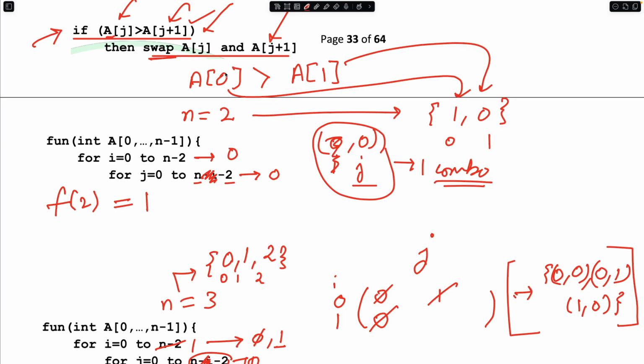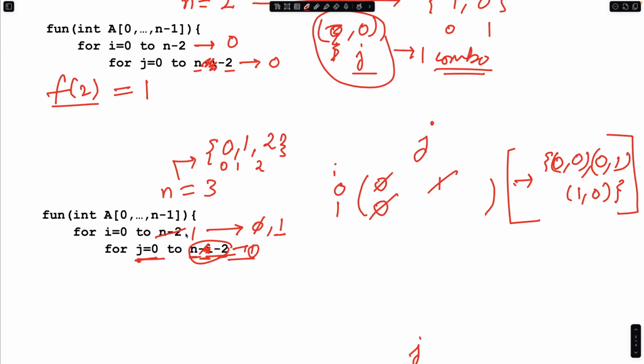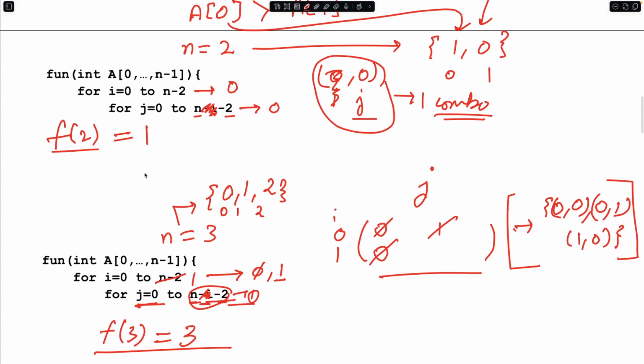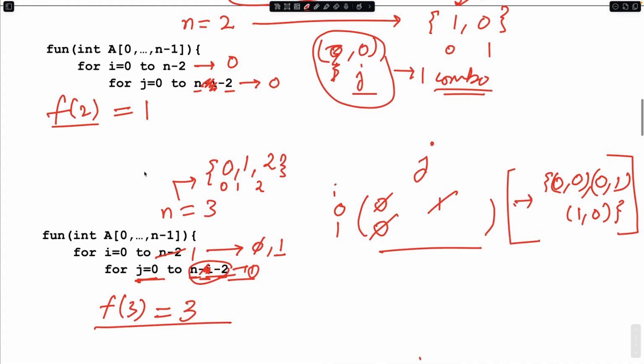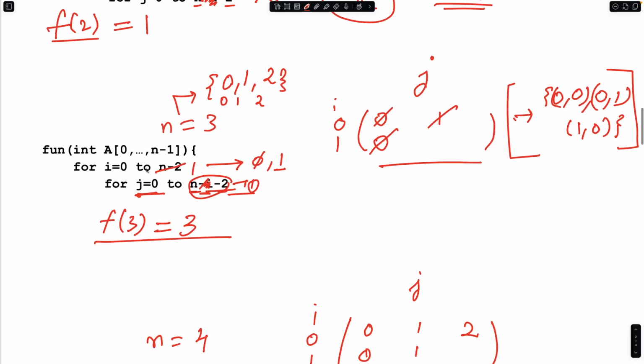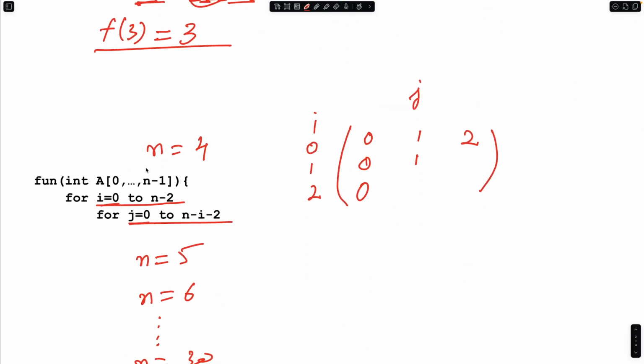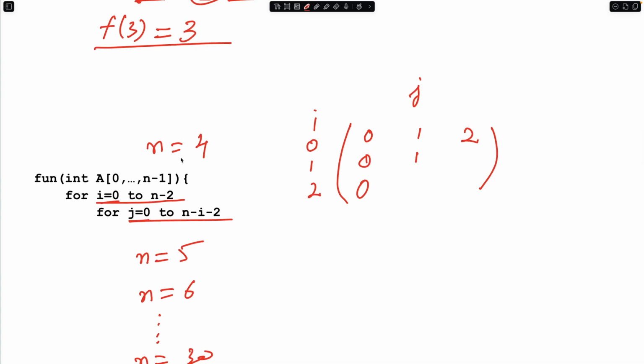Why it does not restrict us is something I am going to explain to you, but I do hope that you can observe that this if condition has not been restricting us for f2 also, and now for f3, as for 3 combos, 3 swaps are performed. So this is giving f3 is equal to 3. Now let's go for n is equal to 4 also, because this is a pattern observation that we are doing, so that there is no confusion whatsoever. I'm going to do it for n is equal to 4 also.